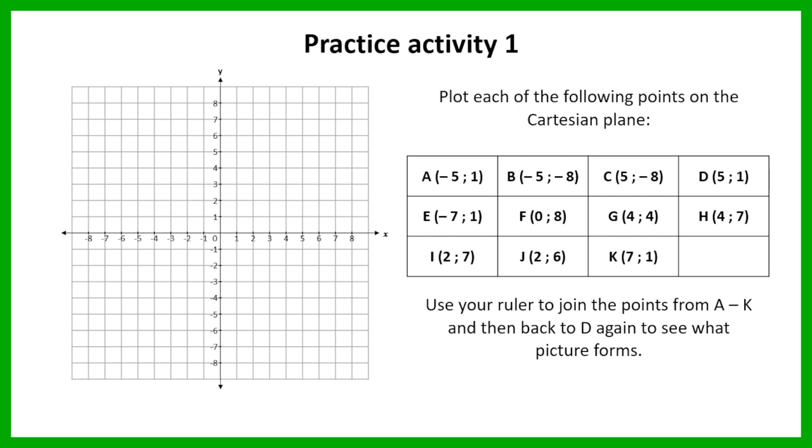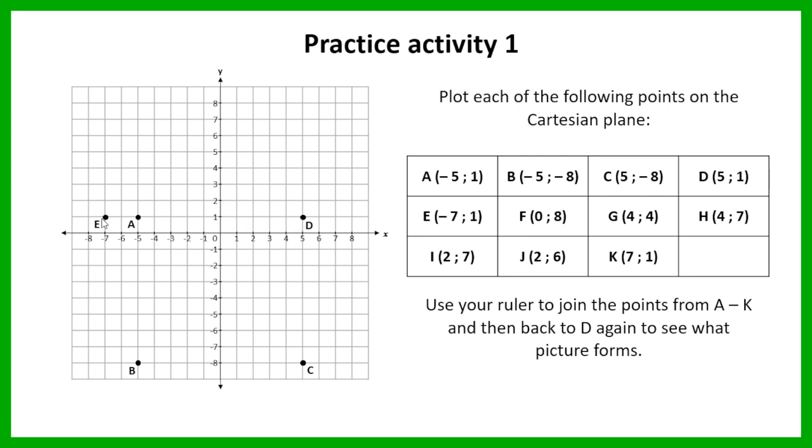Okay, so let's see what you should have ended up with. So first, let's have a look at where your points should be. So point A, -5, 1, should be over here, where x is -5 and y is 1. Point B, -5, -8, you should have over here, where x is -5 and y is -8. Point C, 5, -8, you should have over here, where x is 5 and y is -8. Point D should be over there, where x is 5 and y is 1.